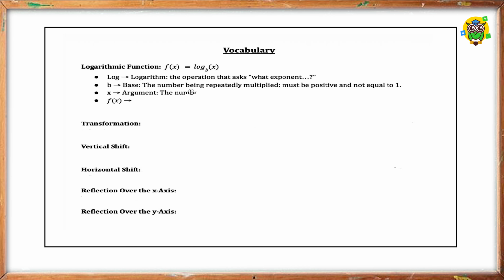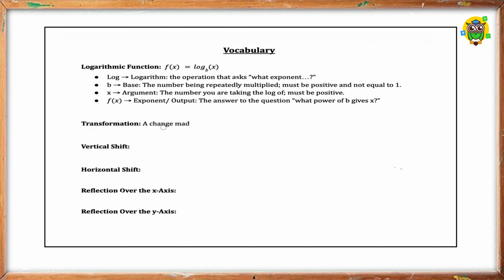x is our argument. The number you are taking the log of must be positive. f of x is our exponent, also known as our output. It is the answer to the question, what power of b gives x?